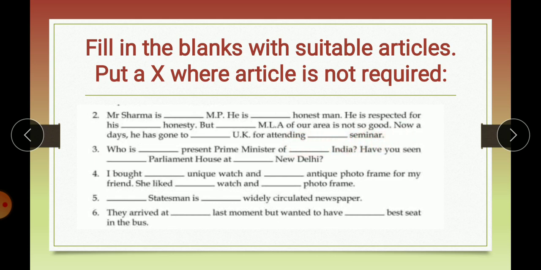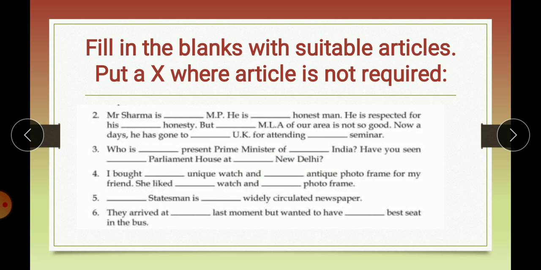Third one, who is the present Prime Minister of India? So before India there is cross, no article is needed. Have you seen the Parliament House? Before the name of famous buildings we are putting the, so the Parliament House at New Delhi. So before New Delhi there will be cross, no article is needed.